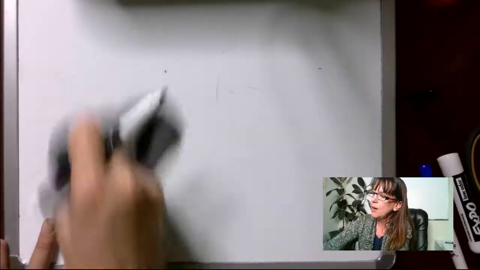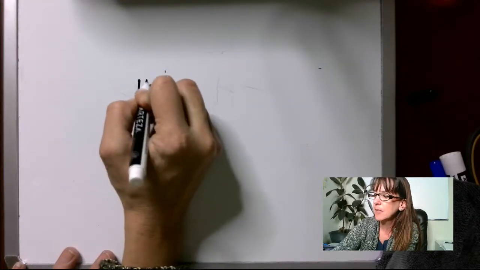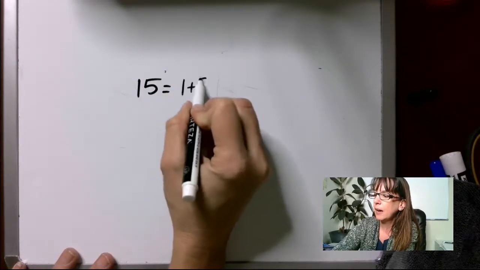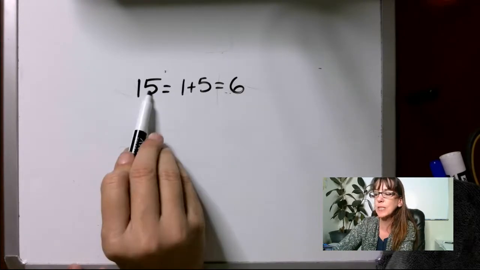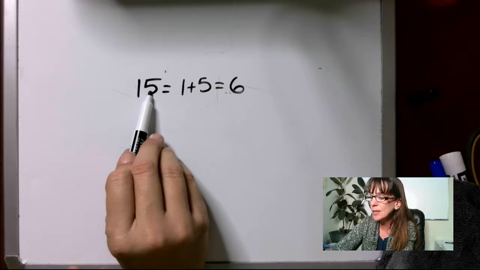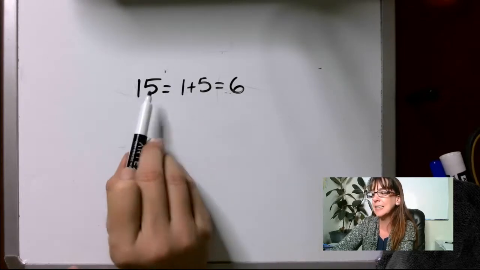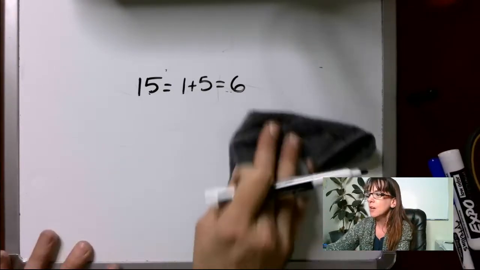Okay? What about 15? 1 plus 5 equals 6. Does 3 go into 6? Yes. So 3 is going to go into this number. Does 9 go into 6? No. So 9 is not going to go into this number. So that's all it is for the rules of divisibility.